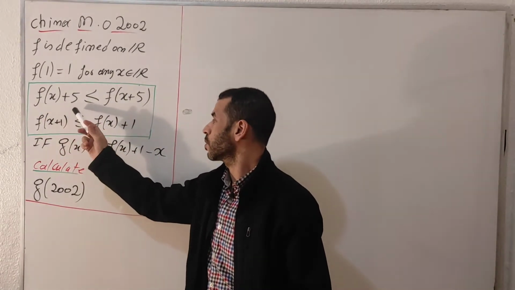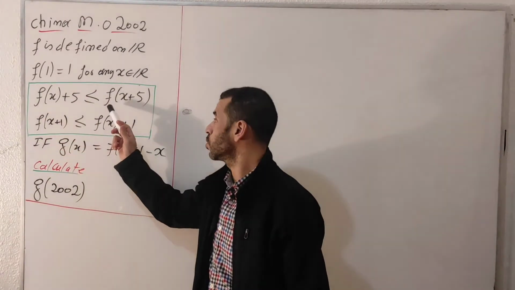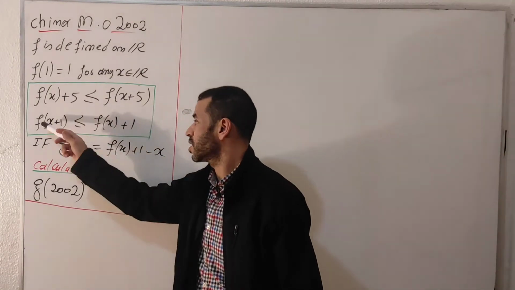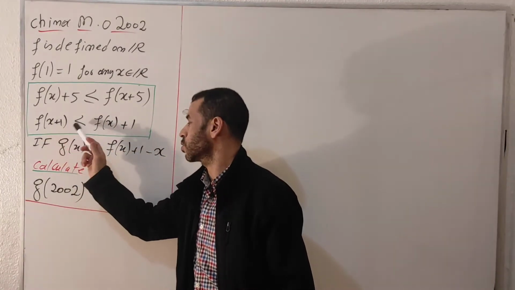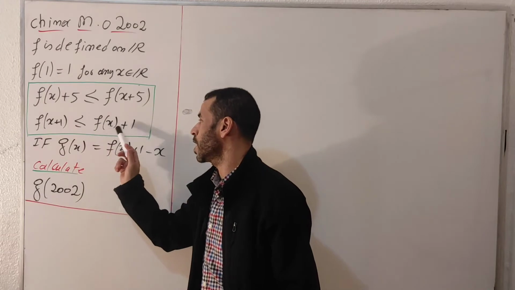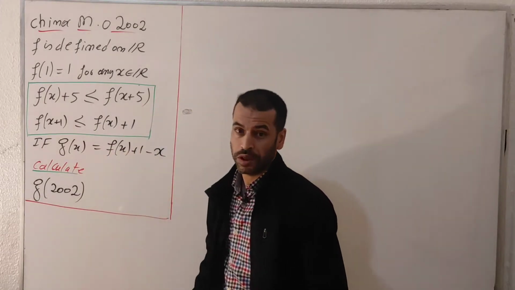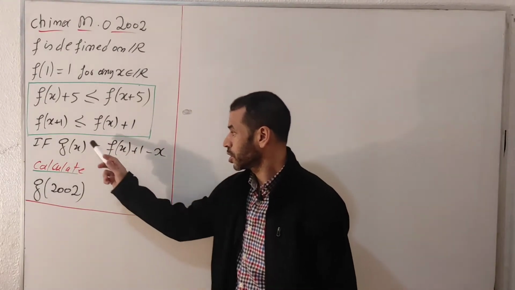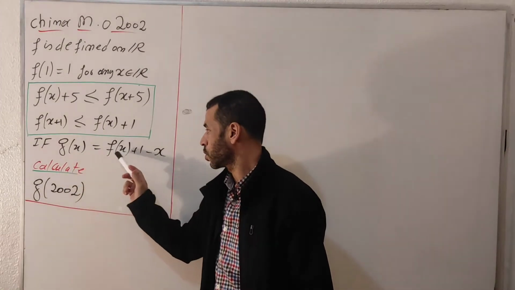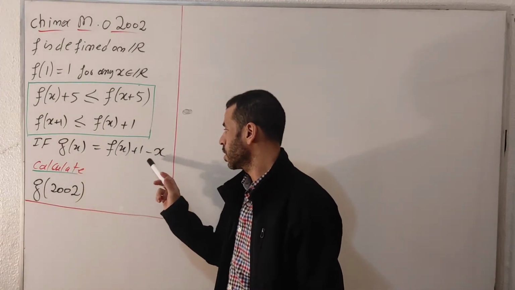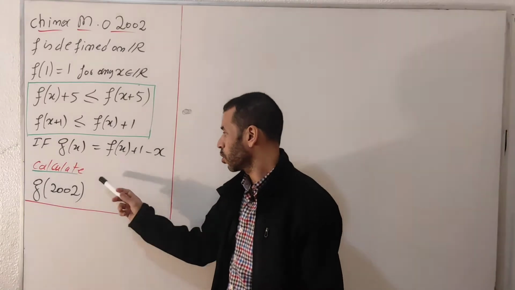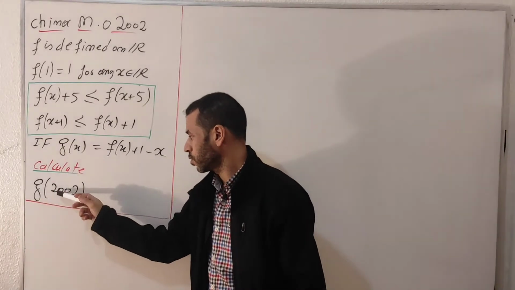We have f(x + 5) is greater than or equal to f(x) + 5. The second statement: f(x + 1) is less than or equal to f(x) + 1. If g(x) = f(x) + 1 - x, our goal is to calculate g(2002).